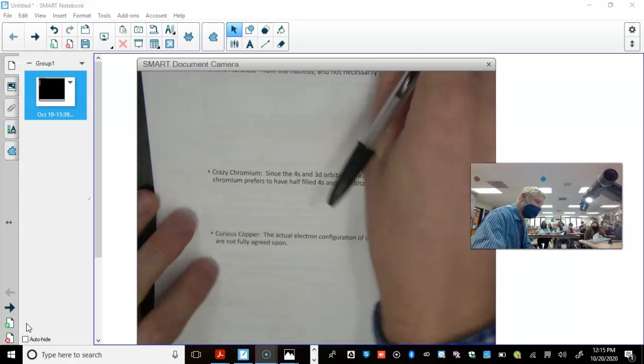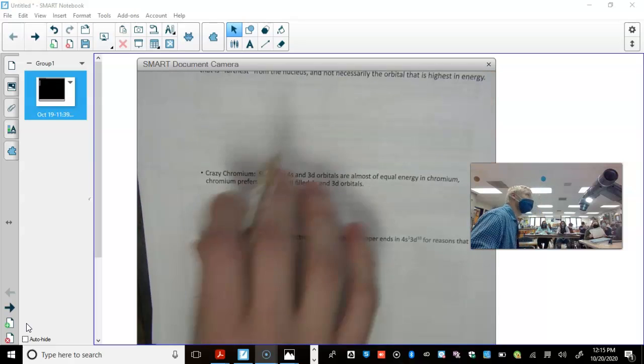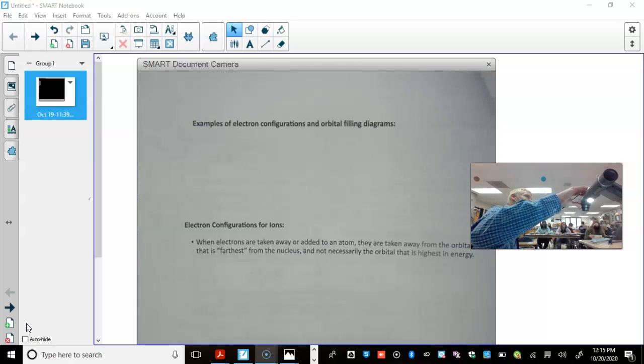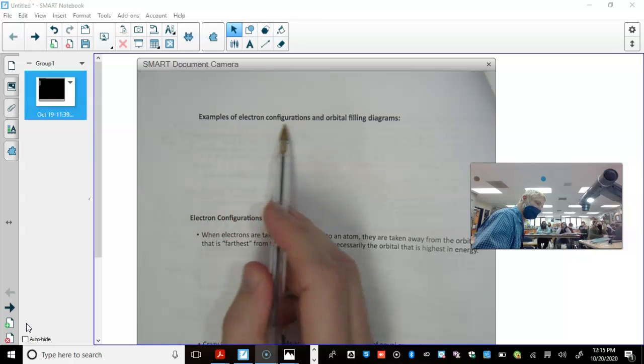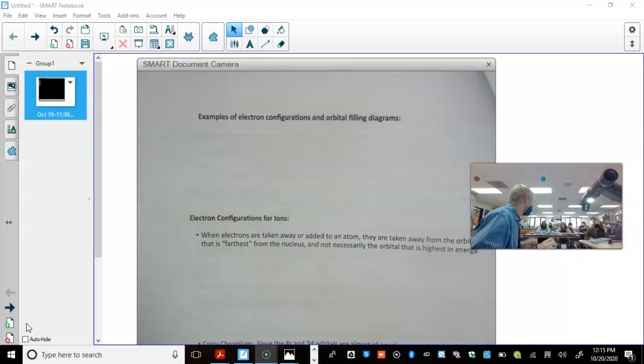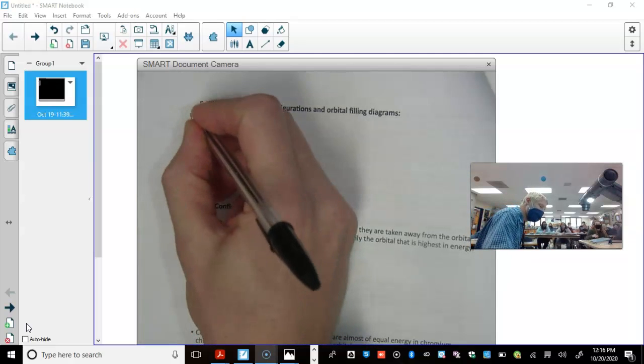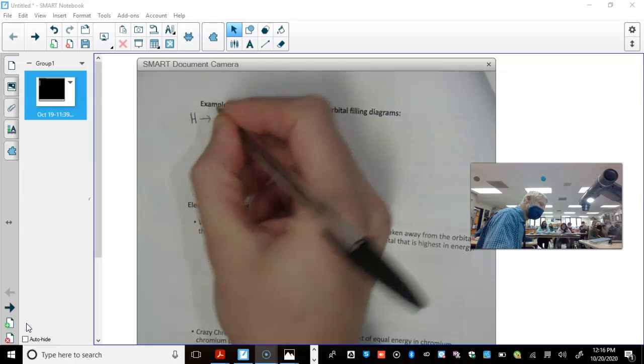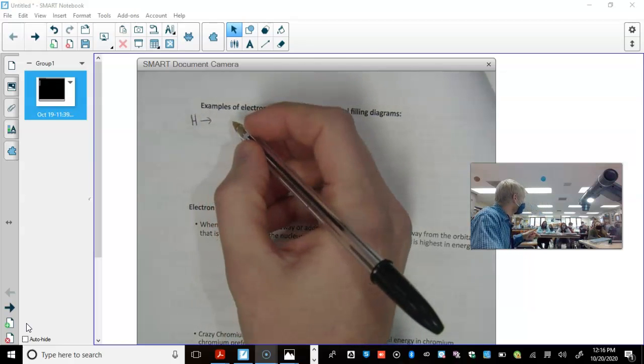All right. Speaking of arrangement of electrons in an atom, I think the next thing it says is examples of electron configuration and orbital filling diagrams. All right, nice. Let's start simple. Hydrogen, 1s1.